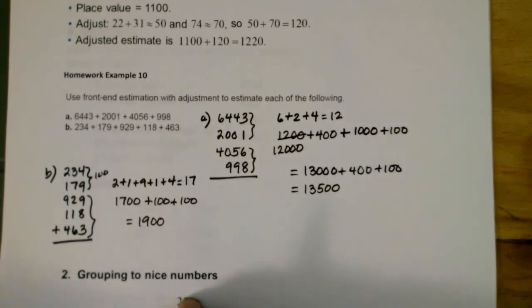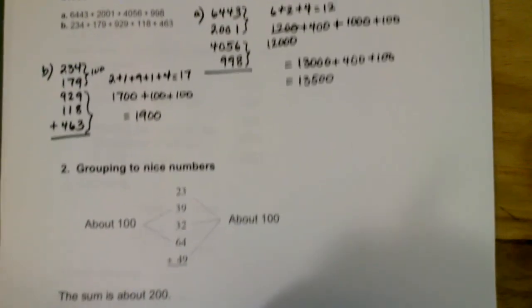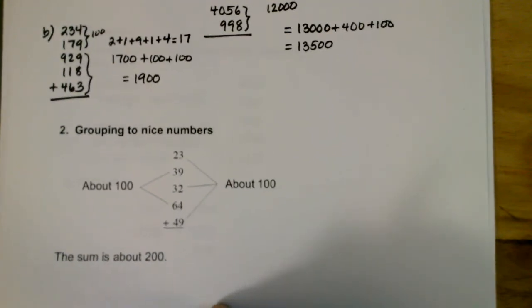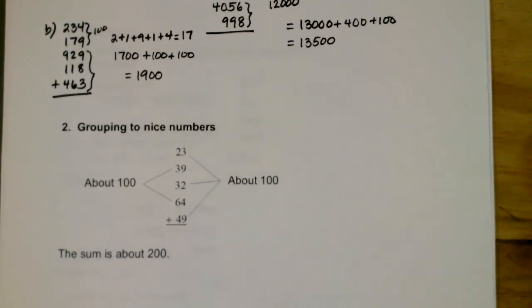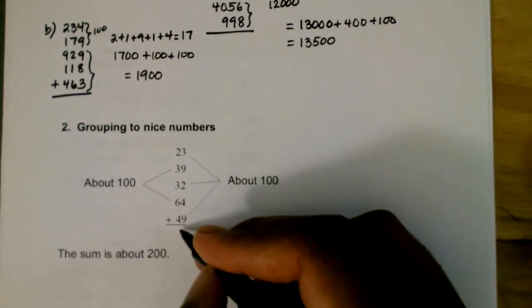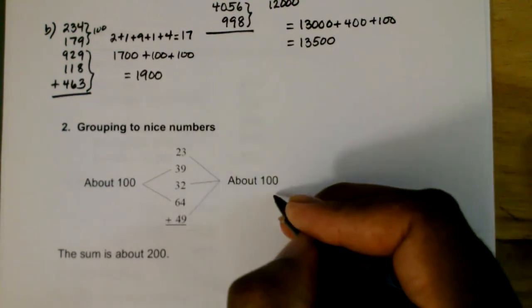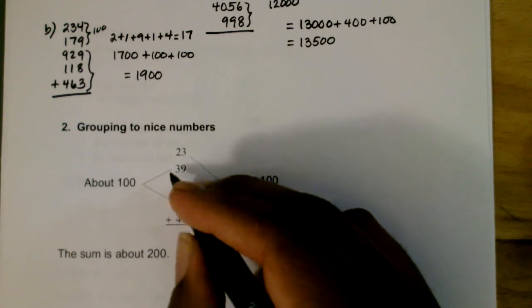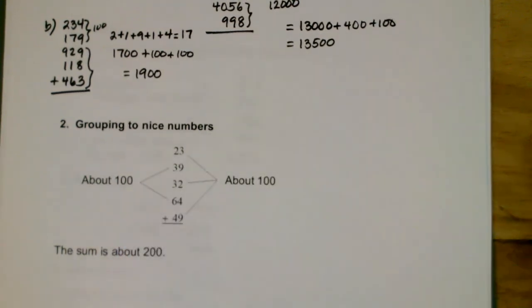All right. Next is talking about grouping to nice numbers. That's the second approach. So if we had 23, 39, 32, 64, and 49, and we're going to add those 5 numbers together, here we group to nice numbers. Like if we group 30, 23, 32, and 49, that sum would be about 100. And also 39 and 64 would be approximately 100. So 100 plus another 100 would be 200.